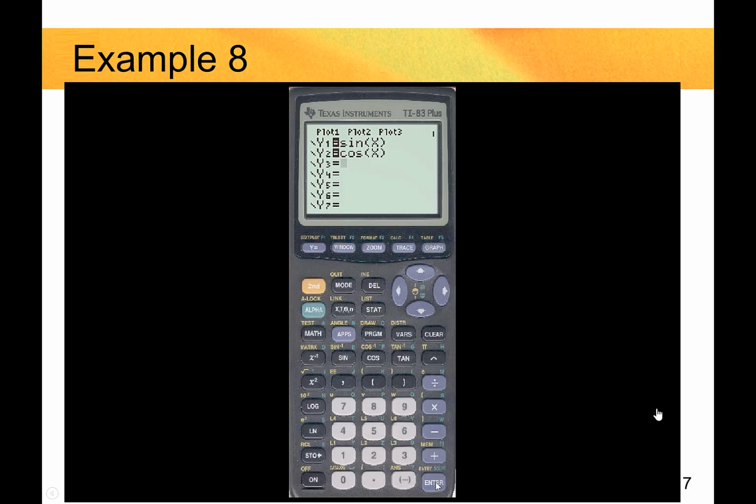So if we see just one exact graph that's graphed, that means this is an identity. If we see two different graphs being graphed, that means this is not an identity. So let's go for it.